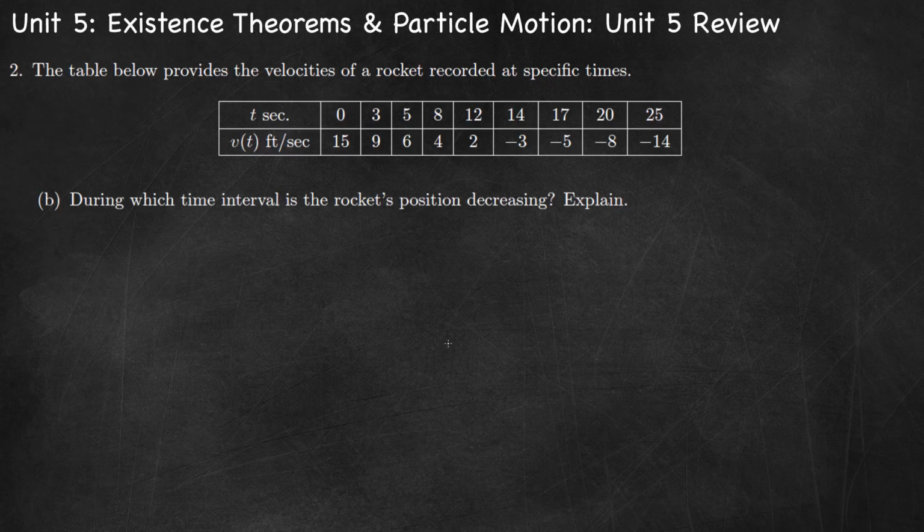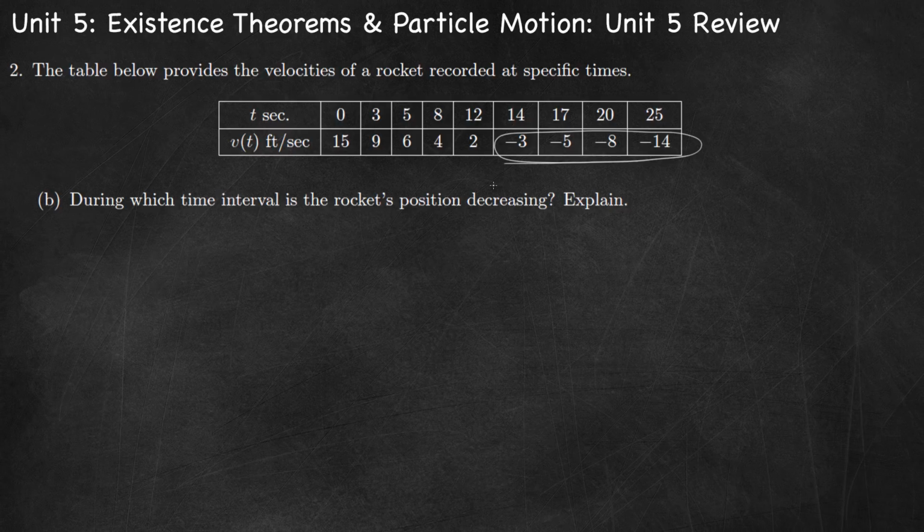Part B, during which time interval is the rocket's position decreasing? The position will be decreasing when the velocity is negative. So we have negative velocity on this interval from 14 to 25. But we know that somewhere between 12 and 14, the velocity reaches 0, so really the interval is wider than that. It would start before 14, but we don't have enough information to determine where exactly the velocity first starts to be negative.